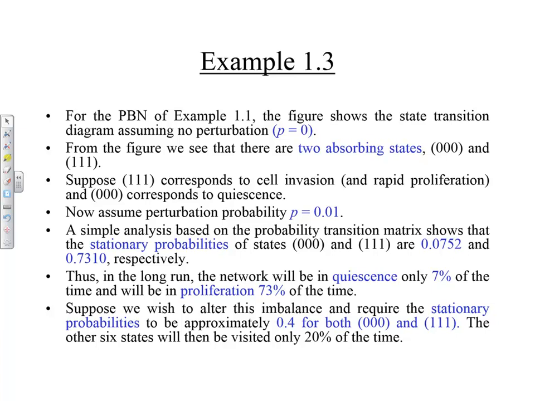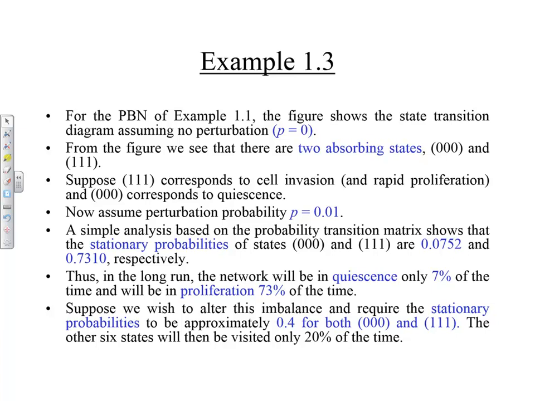Now you get all the states to communicate by assuming a small perturbation probability of 0.01. You can do an analysis, and you will see that the stationary probability associated with state 0,0,0 is just about 7.5%, while the one associated with the bad state is about 73%. Thus in the long run, the network will be in quiescence only 7% of the time and will be in proliferation 70% of the time. You don't want that.